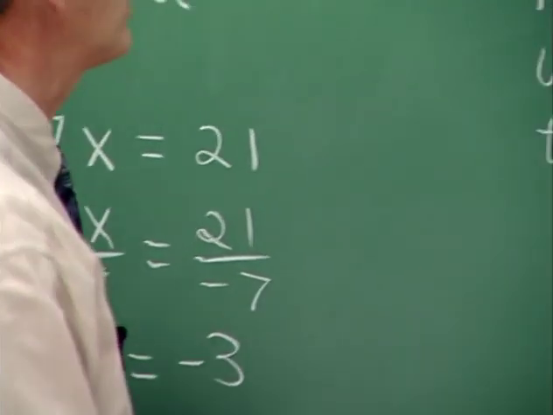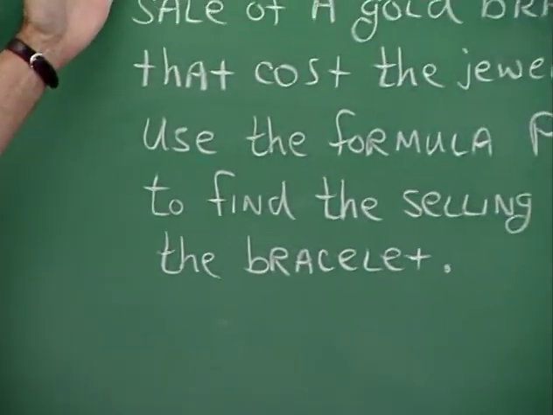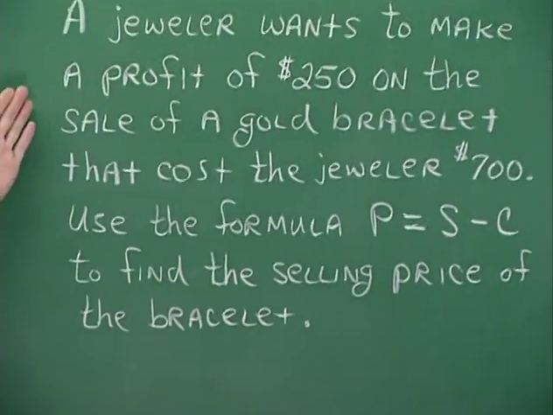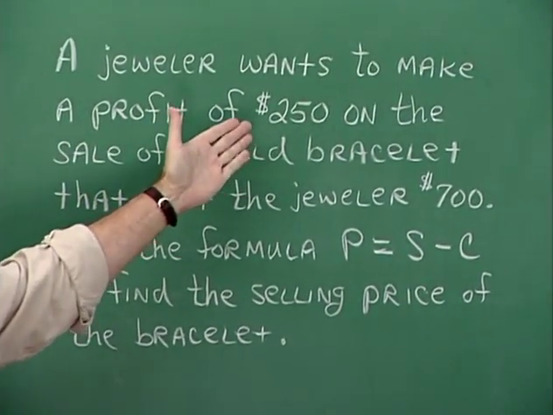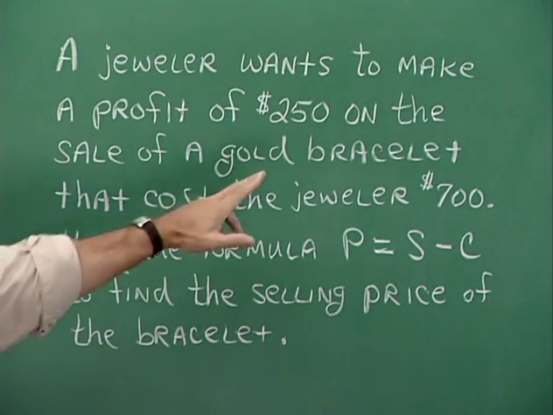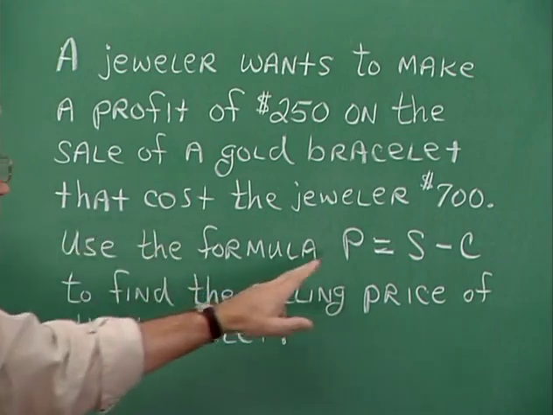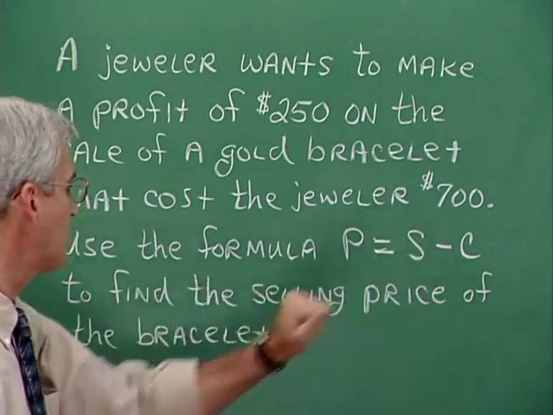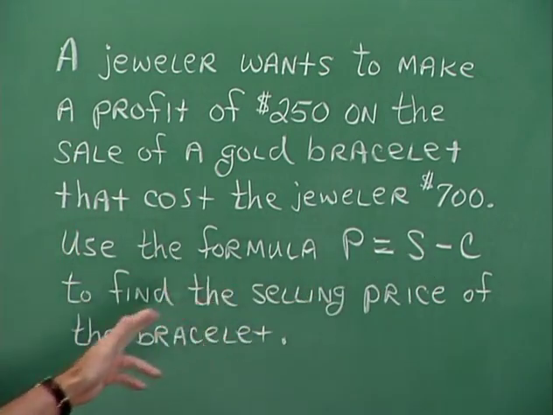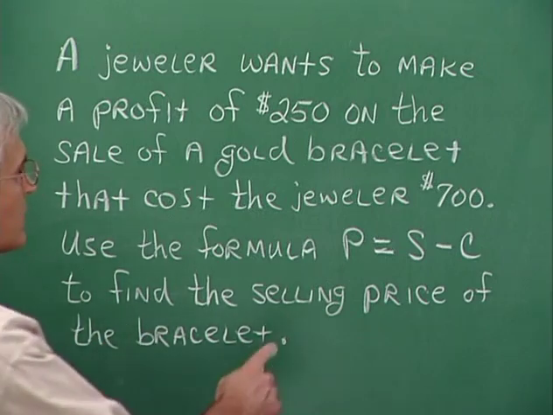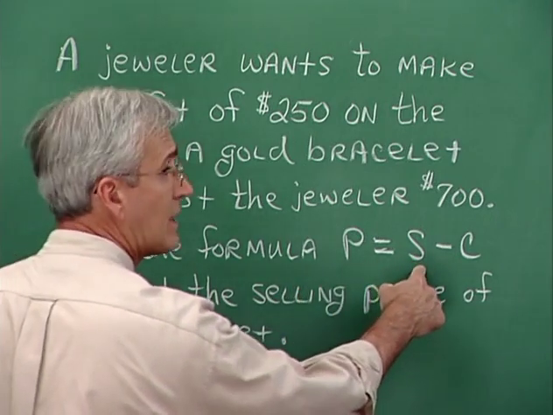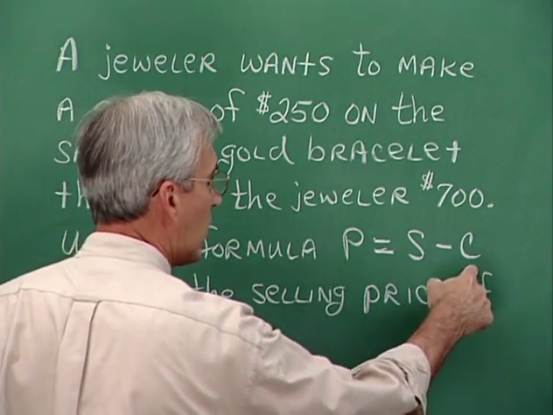Here are a couple of word problems. This one says a jeweler wants to make a profit of $250 on the sale of a gold bracelet that cost the jeweler $700. Use the formula P equals S minus C to find the selling price of the bracelet. Now, P stands for profit, S is the selling price, and C is the cost.